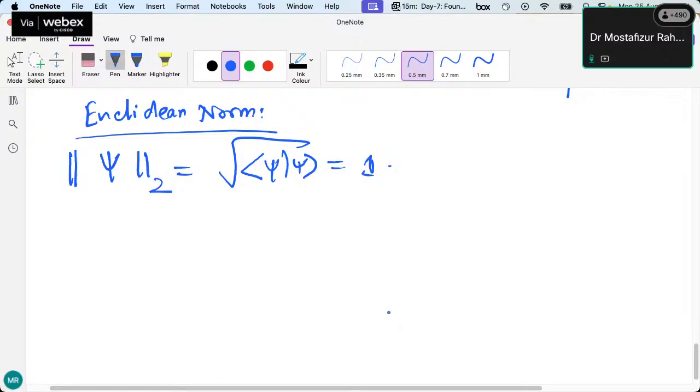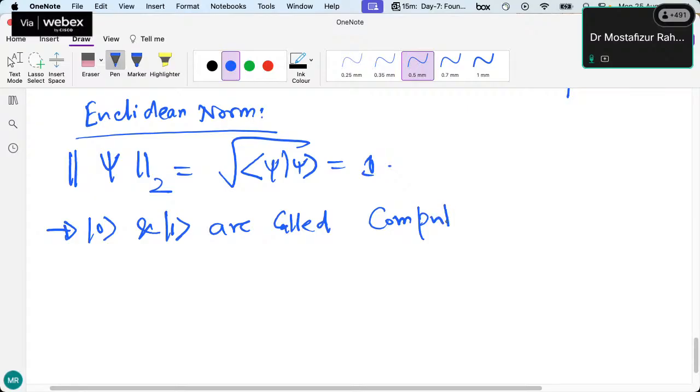Now, Ket 0 and Ket 1 are called computational basis states, or computational basis vectors.